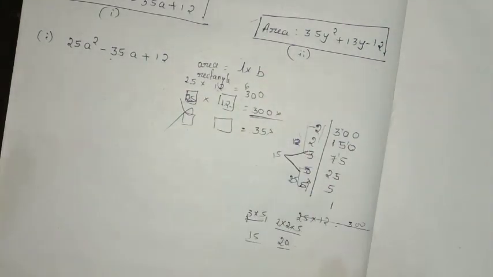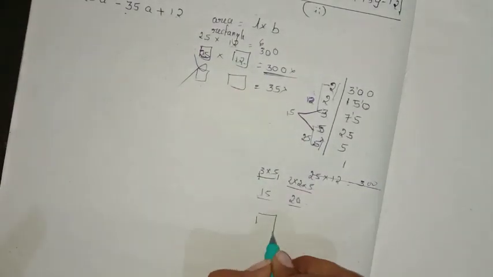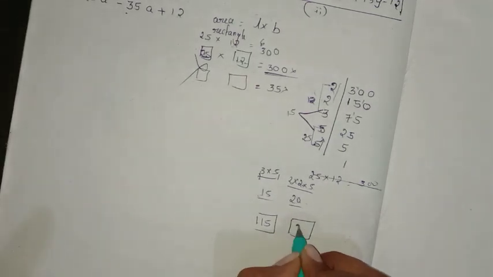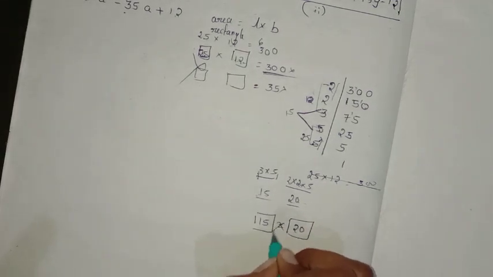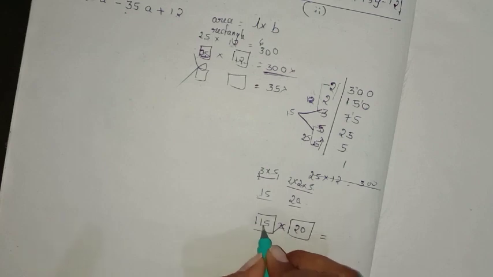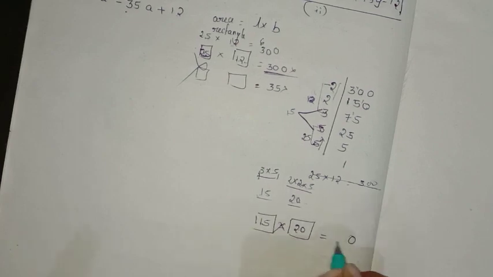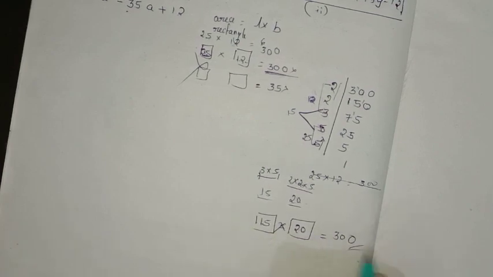Now try it for this one. So two terms, one is 15 and another term is 20. When you multiply, you should get the answer as 300. Yes. So 15 zeros are 0, 15 twos are 30. That means 300. So we got 300.